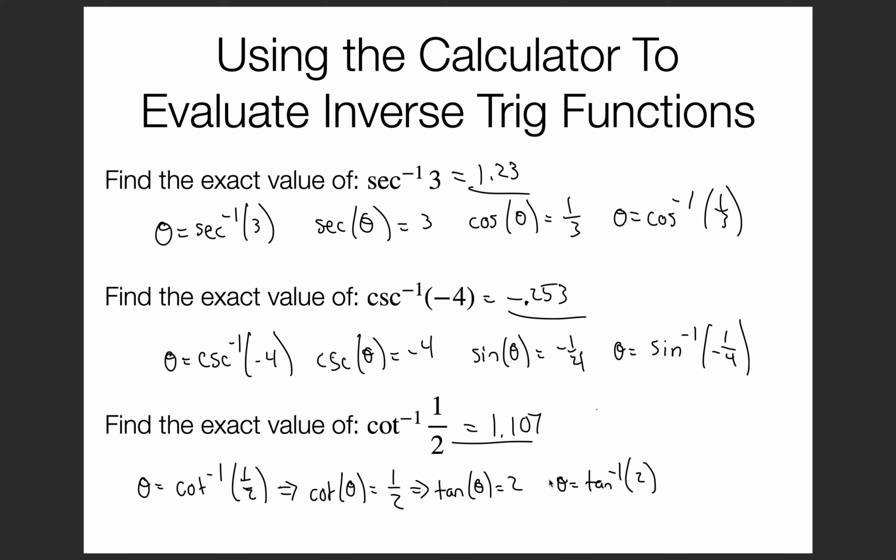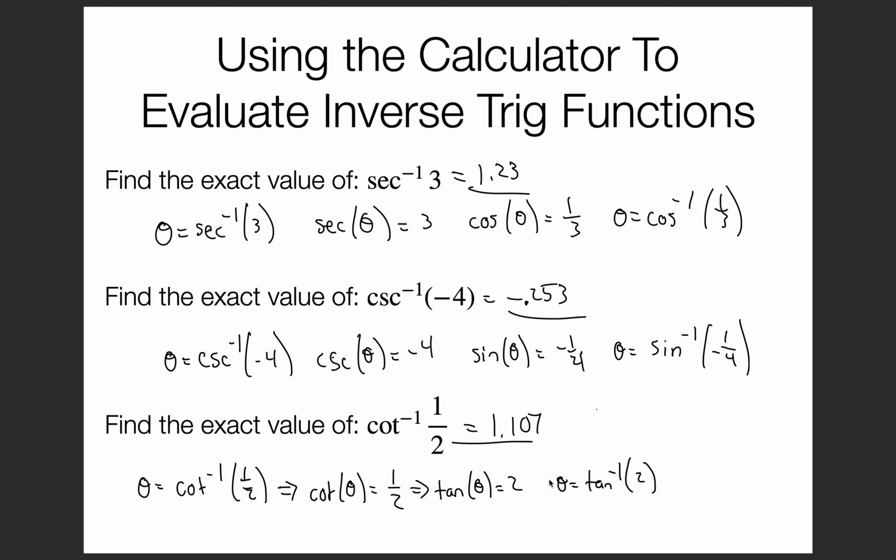So we do our same exact thing that we always do, set it equal to theta. And then we get that the secant of theta is equal to 3, great. And because cosine is the reciprocal of secant, the cosine of theta is equal to 1 over whatever secant was, which is 3. So cosine of theta is equal to 1/3. And then I can move that cosine back over with the inverse operation.